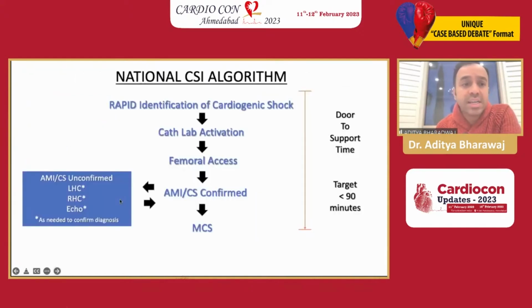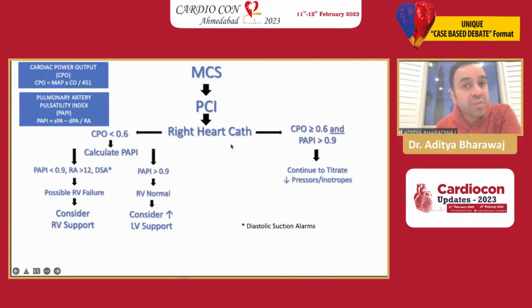I'm not going to go into the details of this, but I think this is sort of the meat of the matter, if you will. So this is the NCSI algorithm, which stresses rapid identification of cardiogenic shock, Cath lab activation, femoral access. You confirm the diagnosis of AMI cardiogenic shock, and you insert the mechanical circulatory support. Like we have door to balloon time of less than 90 minutes in STEMI patients, in shock patients our aim should be to provide a door to support of less than 90 minutes. Like it was previously mentioned, very important to initiate the mechanical circulatory support before you do PCI.